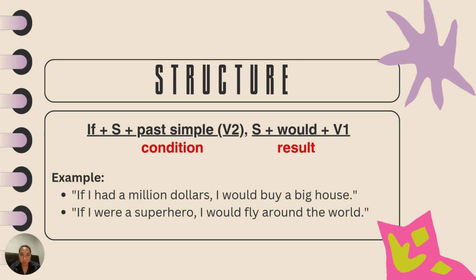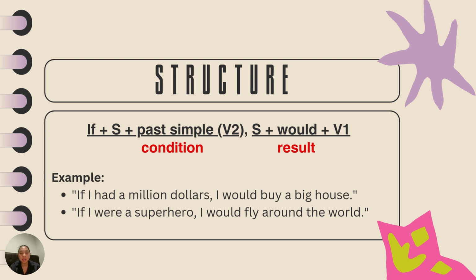So for second conditionals, how to form it, I repeat. If plus subject plus past simple or verb two for the condition. Don't forget the comma. Subject plus would plus verb one for the result. Examples. If I had $1 million, I would buy a big house. If I were a superhero, I would fly around the world.